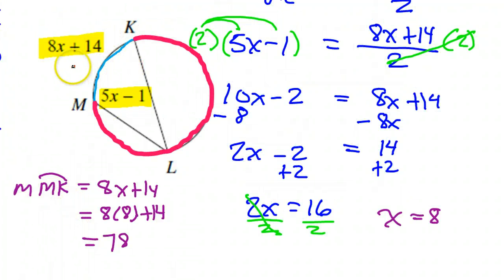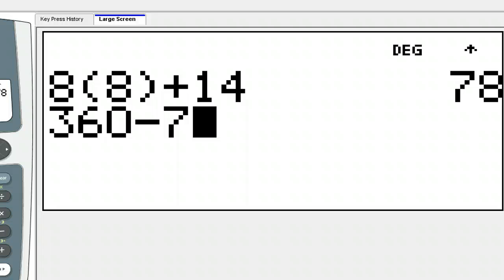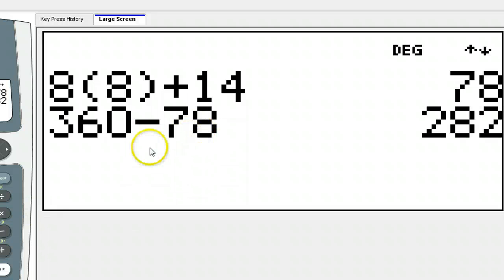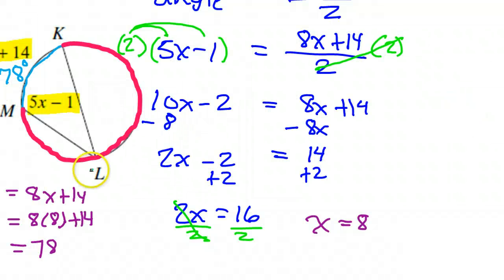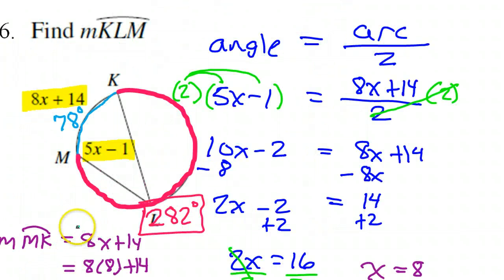So that means this is 78 degrees, the blue part. So if I want to find arc KLM, the fuchsia part, I'm going to subtract this from 360. So if I do 360 minus 78, that's 282. And that's what you can put a box around, because that's the answer to number 6.